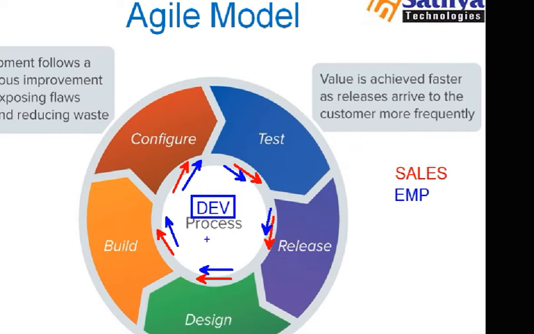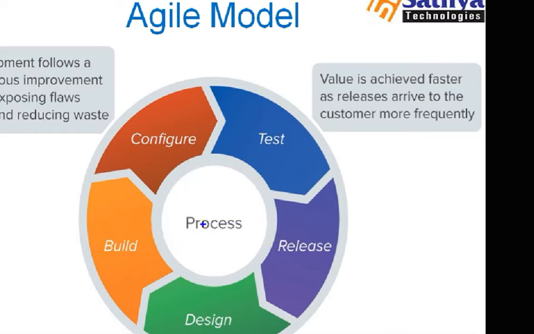But in agile model we have a limitation. That is, the agile model will concentrate or focus only on development, but it doesn't include operations. We know a project can have two different phases: one is development and the next one is operations, dev and ops.